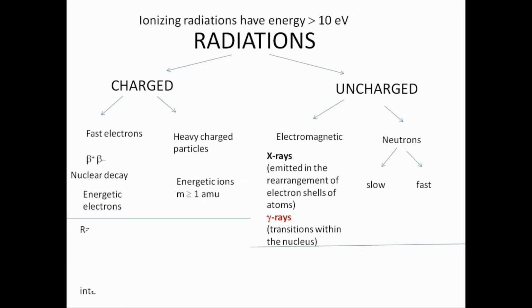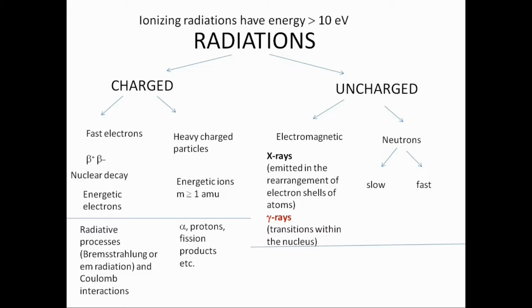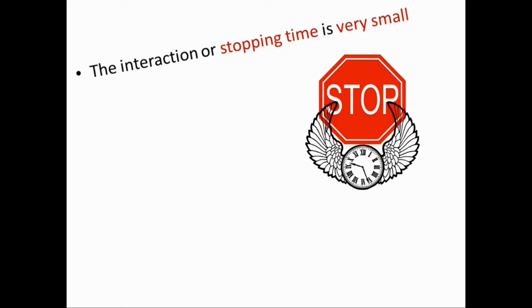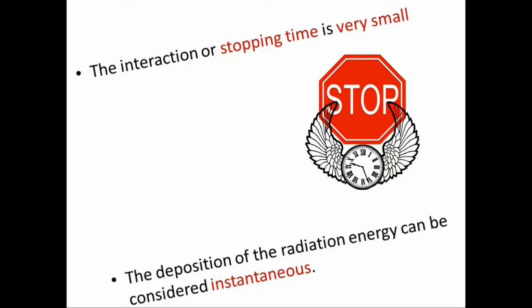Now, talking about the interactions, fast electrons interact mainly via radiative processes, which include Bremsstrahlung or electromagnetic radiations, and they can also interact via Coulomb interactions. Heavy charged particles like alpha, protons or fission products, etc., interact via Coulomb forces. Gamma rays, for example, can interact through photoelectric absorption, Compton scattering, pair production, etc. Slow and fast neutrons interact via elastic scattering and inelastic scattering, respectively. So this interaction or stopping time is very small, so the deposition of radiation energy can be considered instantaneous.